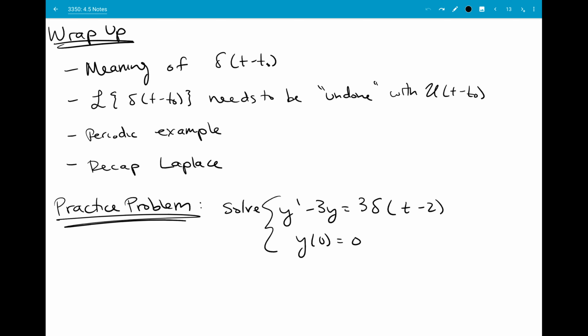So your practice problem for today is to solve this initial value problem. y prime minus 3y is equal to 3 delta of t minus 2, with y of 0 equal to 0. So it's a first order problem. It shouldn't be too difficult. If you run into algebra issues though, just set it up and then kind of think through how you would finish solving it afterwards.